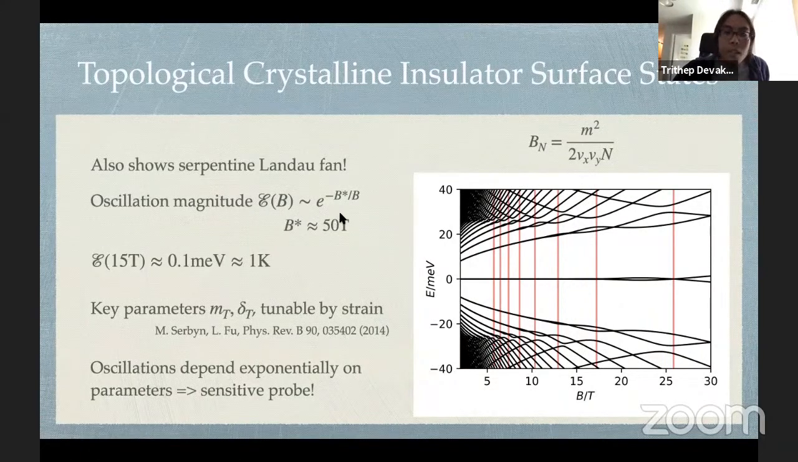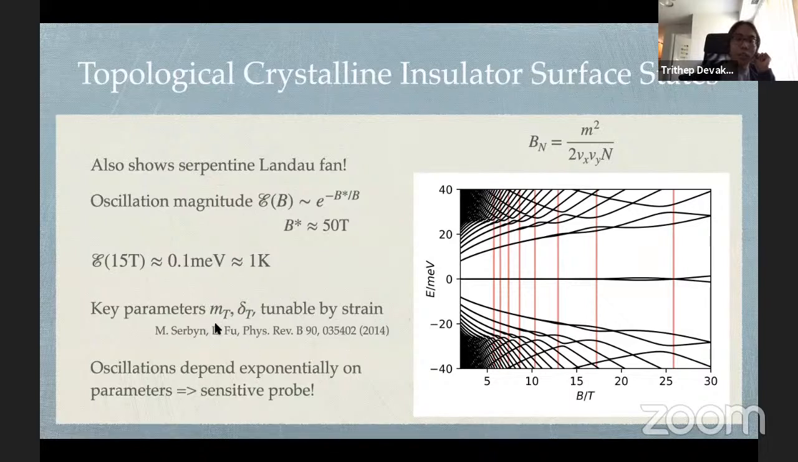Right. So the oscillation magnitude here goes as e to the minus B star over B, where B star sets the field scale for this exponential damping, and that's quite a large field. It's 50 Tesla. And you can ask whether these oscillations are actually potentially measurable. So if you look at the magnitude of this oscillation and say plug in 15 Tesla, that gives you a gap of around 0.1 meV, it's around 1 Kelvin, which is potentially measurable in experiments.